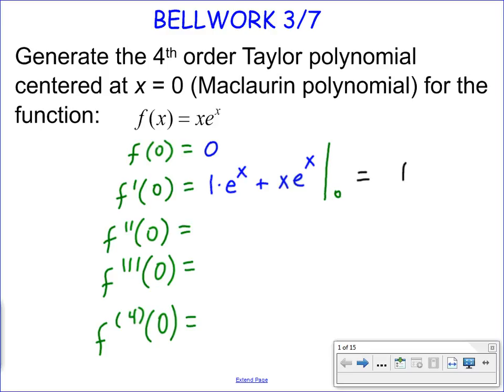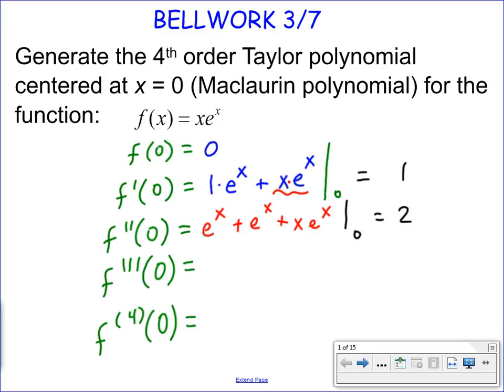F double prime is the derivative of f prime, and evaluate at x equals 0. So let's see, e to the x differentiates to e to the x. And then when I differentiate this product, didn't we already do that with our first derivative? So what am I going to get? I'm going to get e to the x plus x e to the x, evaluated at x equals 0. And now it looks like I get 2. Yes? Awesome. We'll do one more, and then we're going to go ahead and jump to the pattern.